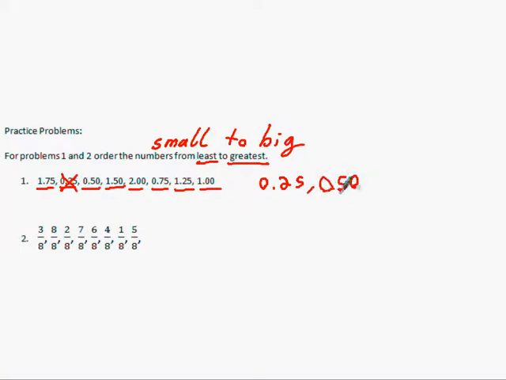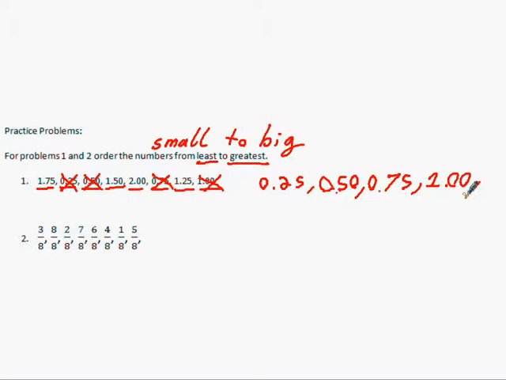0.50. Cross that off. Next up, looks like 75 cents. Cross that off. Well, counting up from a quarter, we have $1 next. So $1. Cross that off. Now we're looking at between $1 and $2.